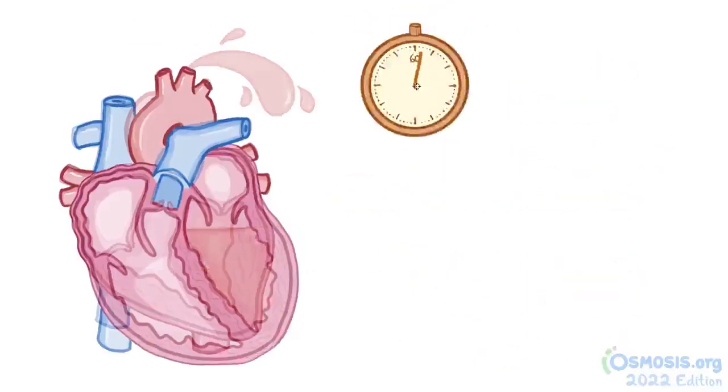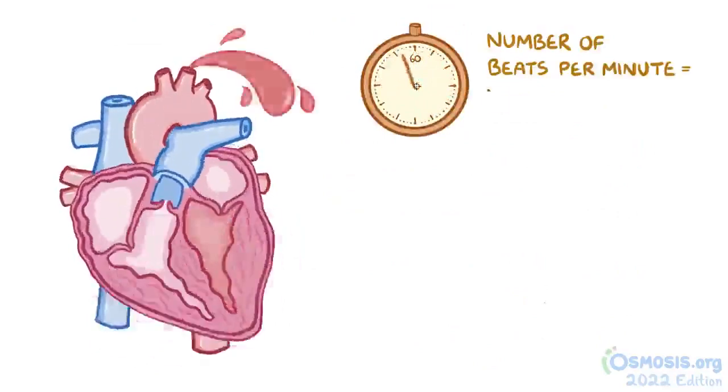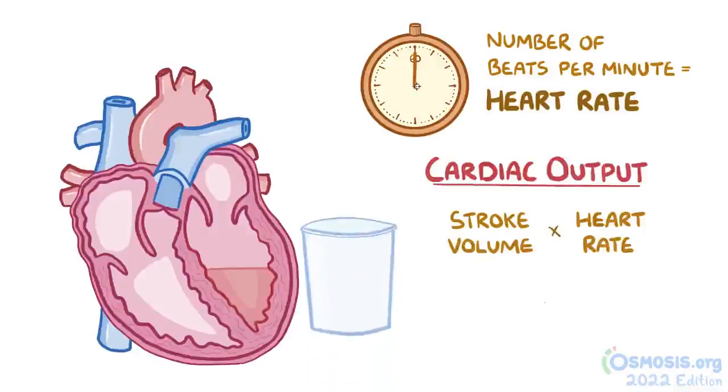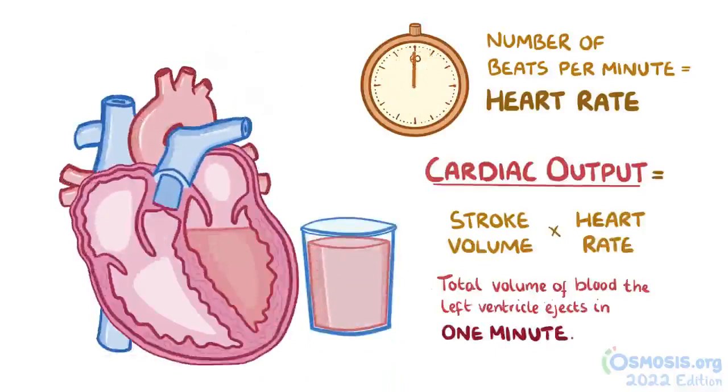Every minute, though, our heart beats many times. The exact number of beats per minute is known as the heart rate, and if we multiply the stroke volume times the heart rate, we'll get the cardiac output, which is the total volume of blood that the left ventricle ejects in 1 minute.